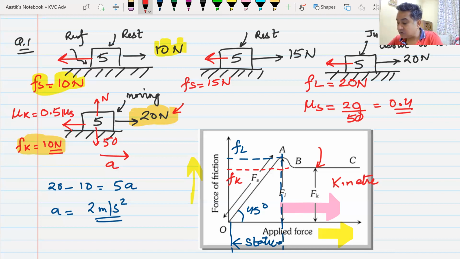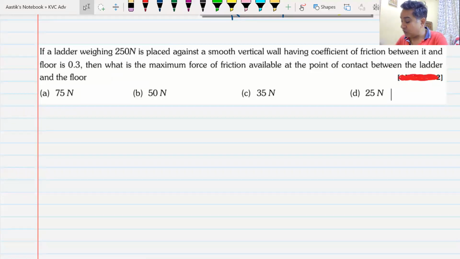Okay. So this is a question that I am going to bring up for you. Just to start things off, remember, every question on static friction is tricky because we don't know the value of friction. So this is question number 1.